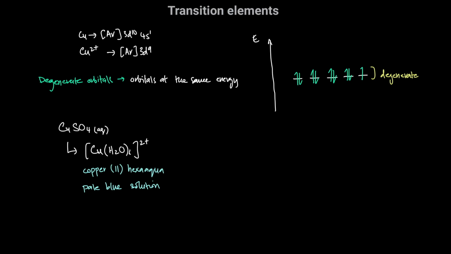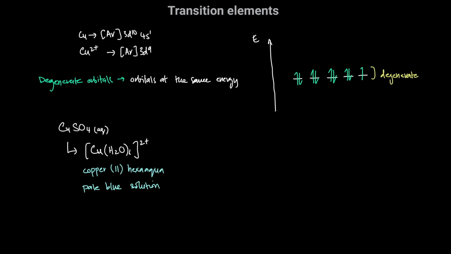Now what happens is that when the ligand, in this case water, which is a monodentate ligand, starts bonding to the copper 2 plus ion, it forms dative bonds. They donate a lone pair of electrons to form dative covalent bonds to the central metal ion. What happens is that these electrons experience repulsion from the incoming lone pairs of the ligands.